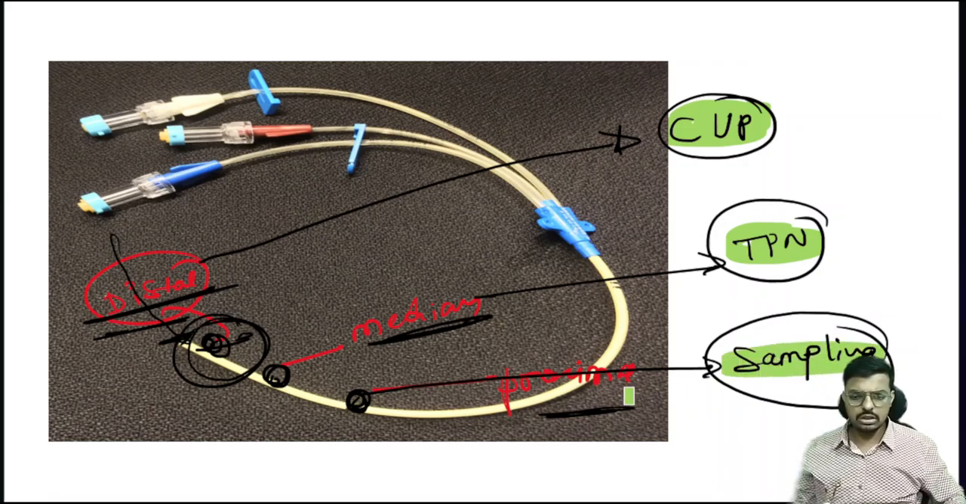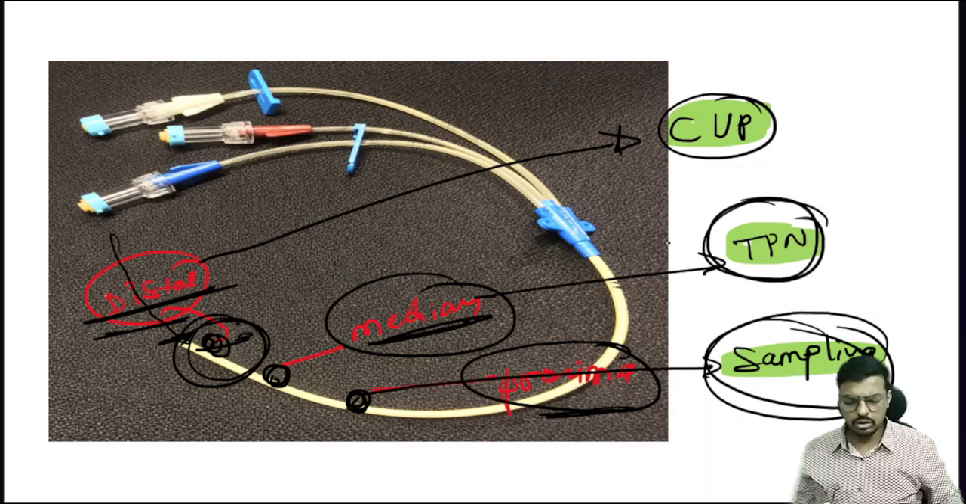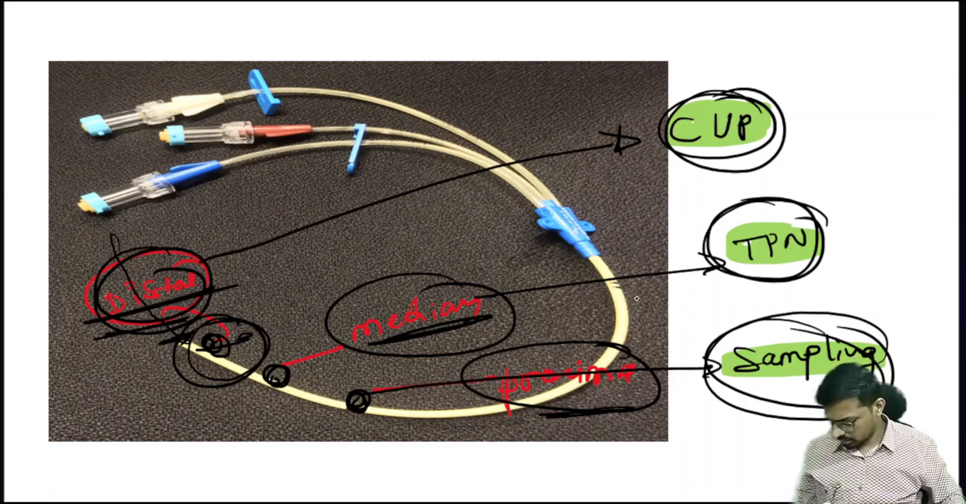For routine sampling, which lumen will be used? That is our proximal lumen. So the proximal lumen is used for sampling, the median lumen is used for total parenteral nutrition, and the distal lumen is used for central venous pressure. Let's quickly revise: the distal lumen, perfect. The proximal lumen, perfect. Then the median lumen, total parenteral nutrition, perfect. So this is a very, very important question.